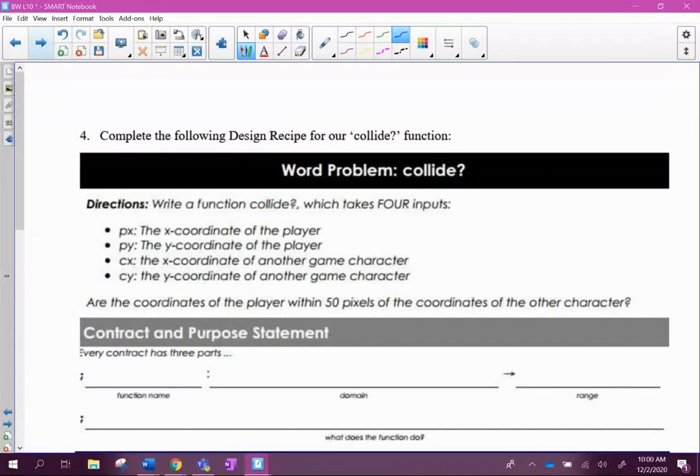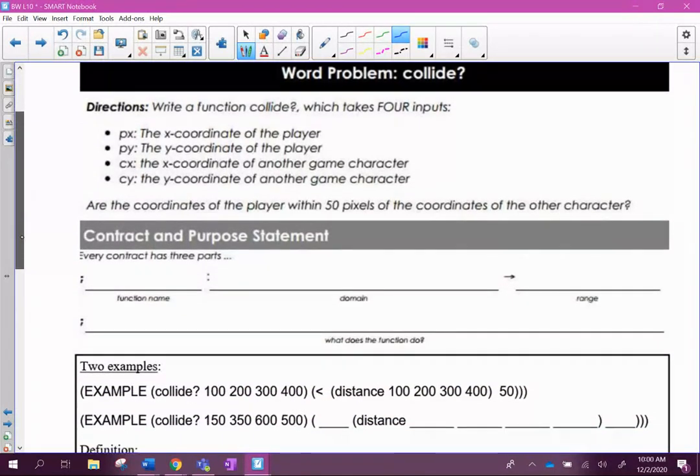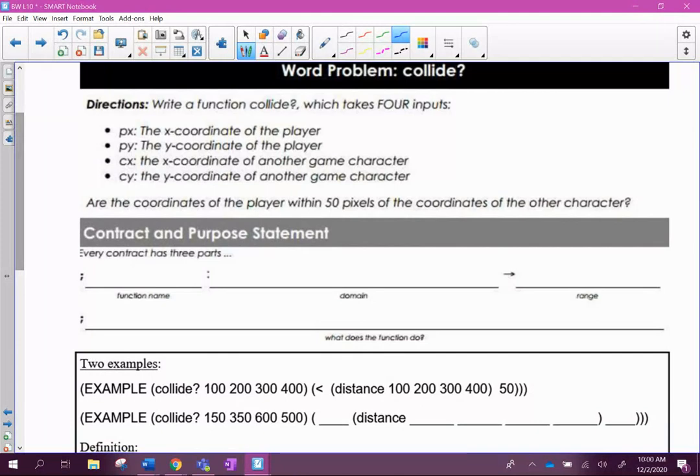Okay? So we want to complete the following design recipe for the collide function. So we are going to write a function called collide, which takes 4 inputs, and they're the same 4 inputs that the distance function did. So this again is going to be 4 numbers, just like the last one was. Okay, so the name of my function is called collide. Excuse my clock in the background dinging. So my inputs are 4 numbers. Number, number, number, number.